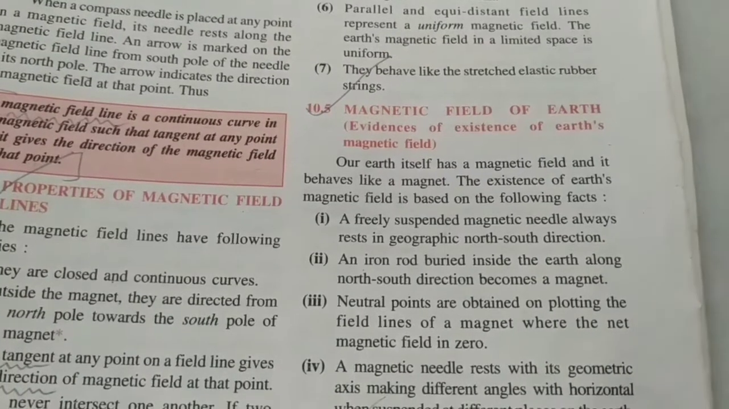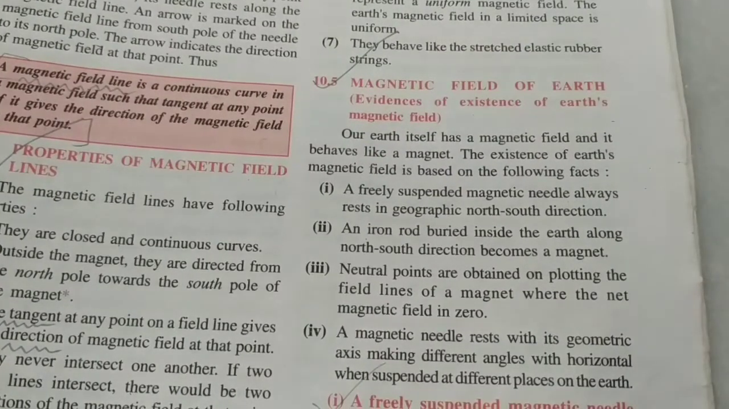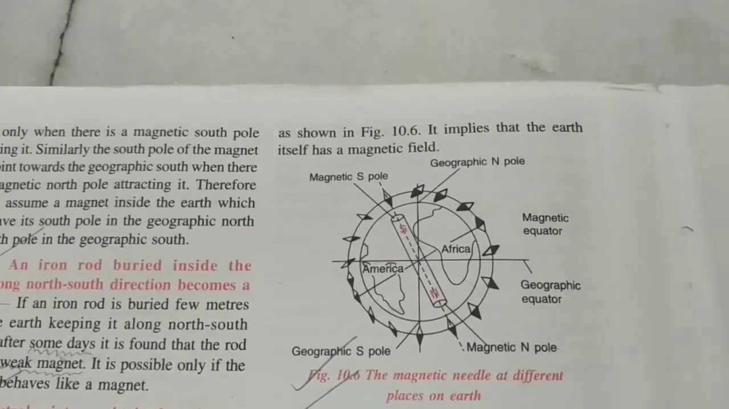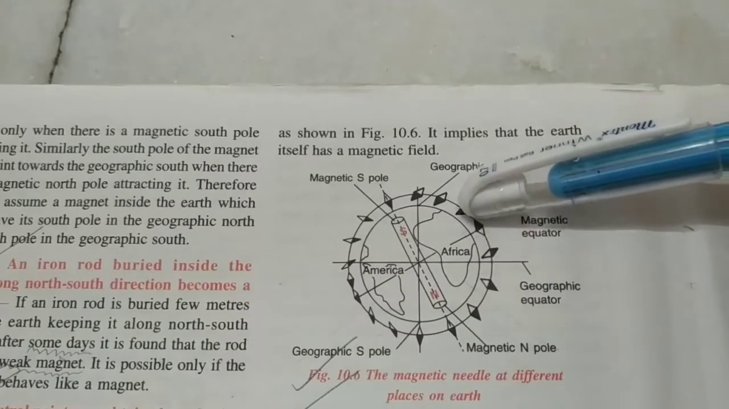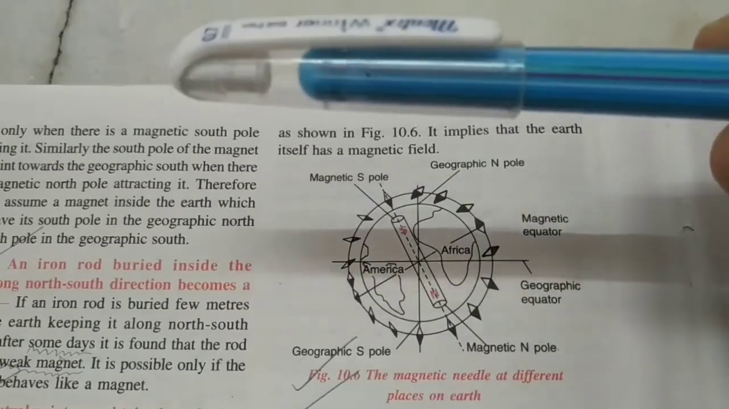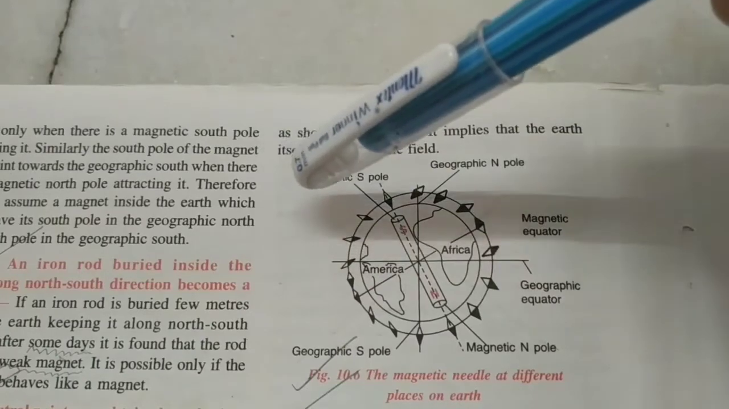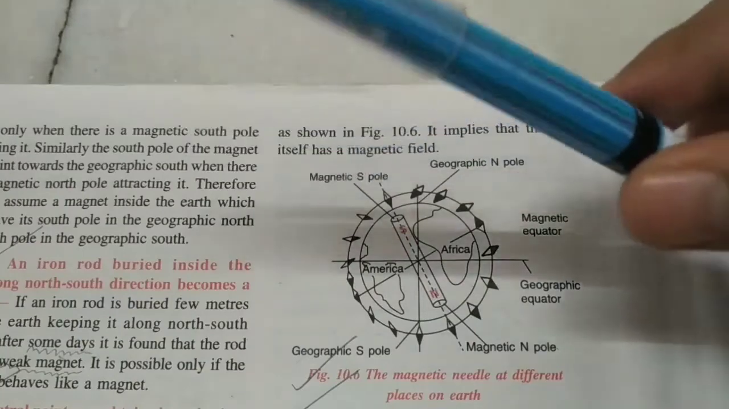And the fourth evidence is that a magnetic needle rests with its geometric axis making different angles with the horizontal when suspended at different places on the Earth. Let's understand this with the help of a diagram. If you have a freely suspended magnetic needle, not in a magnetic compass, freely suspended with the help of a string, you will notice that at the equator, it rests horizontal to the ground. But as you move towards the South Pole or the North Pole, it is tilted towards the earth, or tilted away from the earth. So that means something is influencing it.